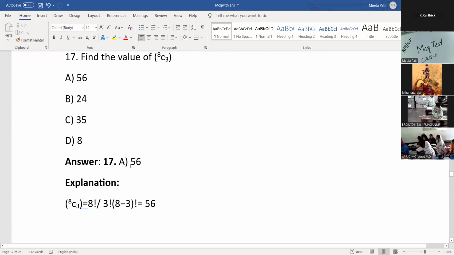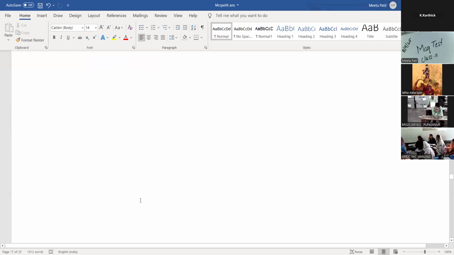So you will get the option as A. That is, if you solve that one, you will get the correct answer as 56. That is option A, 56.